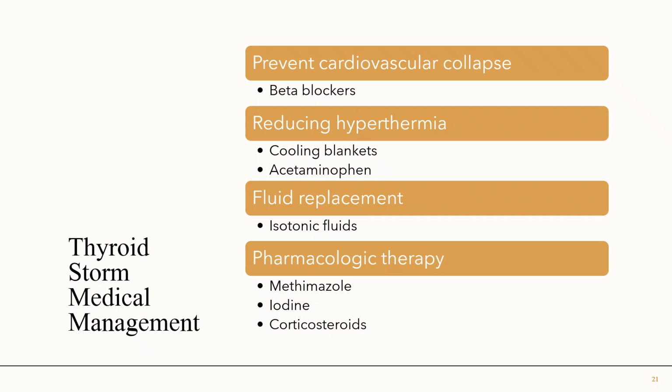Aggressive fluid replacement is required to treat dehydration caused by fever, vomiting, diarrhea, and excessive sweating. Isotonic fluids are commonly used to restore circulating volume and correct electrolyte losses. Glucose-containing solutions may be administered to replenish depleted energy stores. Pharmacologic therapy is essential and requires a multimodal approach, typically delivered in a critical care setting.